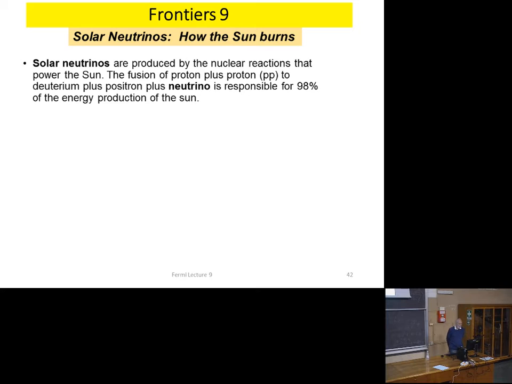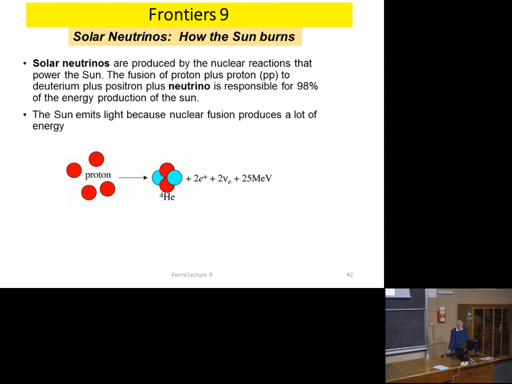The neutrinos themselves are responsible for 98% of the energy that's produced in the sun. So that's a kind of sobering fact, since we find them so hard to detect and so forth. But as I say, most of the energy in the sun goes out in the form of neutrinos. The sun emits light, which is what we use all the time, because the nuclear fusion process produces a lot of energy, and that energy produces light.